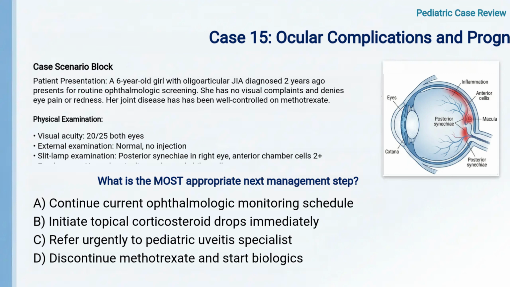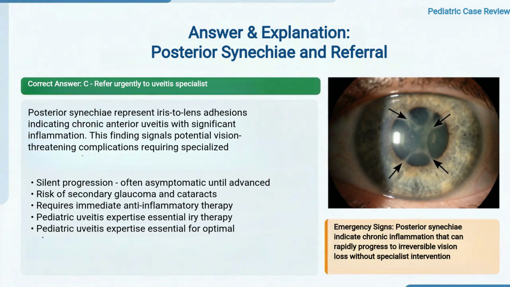What is the most appropriate next management step? Option A, continue current ophthalmologic monitoring schedule. Option B, initiate topical corticosteroid drops immediately. Option C, refer urgently to pediatric uveitis specialist. Option D, discontinue methotrexate and start biologics. The correct answer is option C, refer urgently to pediatric uveitis specialist.